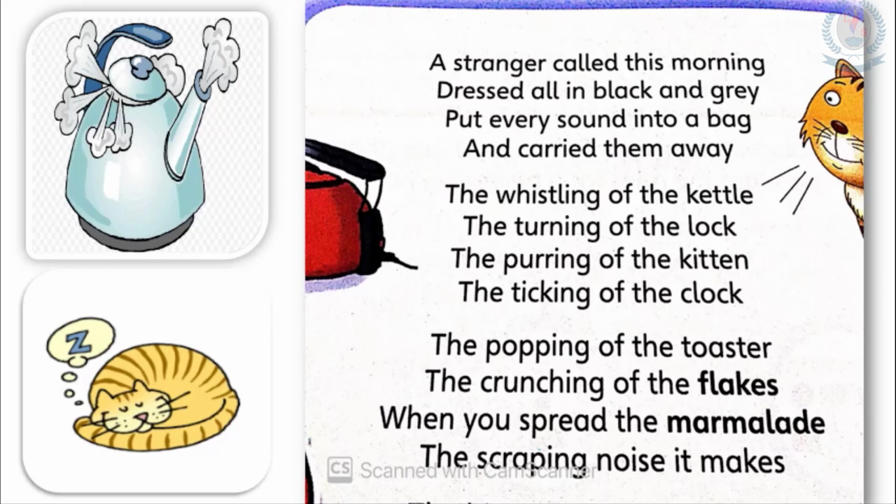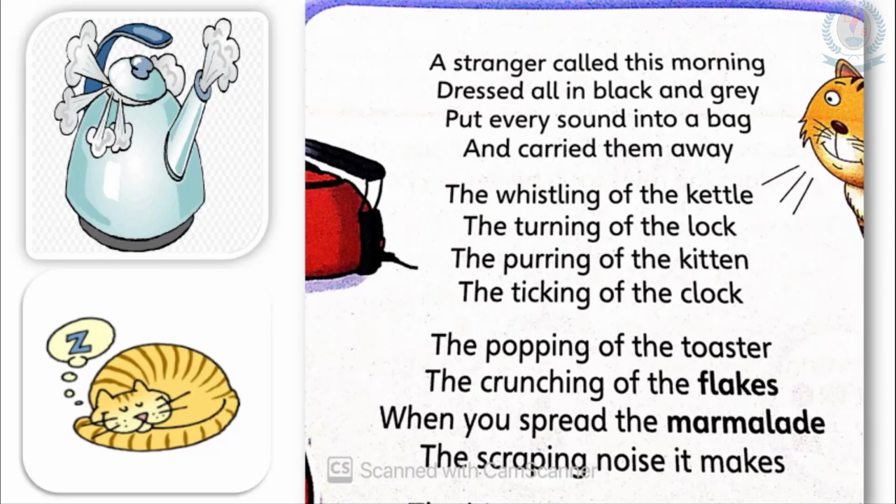Now read the verse again and tell me how many sounds are there? Yes, there are 4 sounds. The whistling of the kettle, the turning of the lock, the purring of the kitten, and the ticking of the clock. Okay, now read the third verse with me.